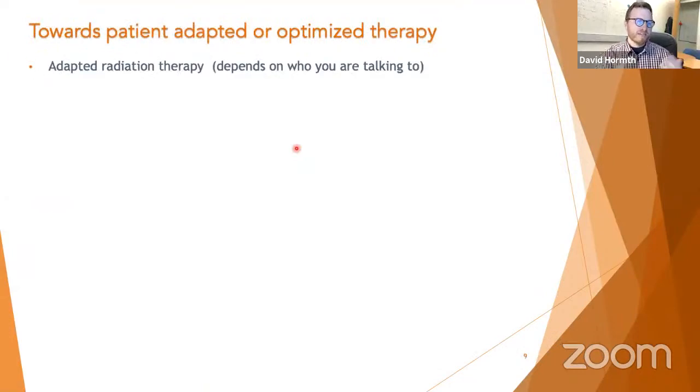So part of my work is trying to move us towards these patient adapted or optimized radiotherapy plans. I don't know about anyone else, but if you've gone to search for adapted radiation therapy or optimized radiation therapy, depending on who you're talking to or what conference you're at, you're going to see a very different response.